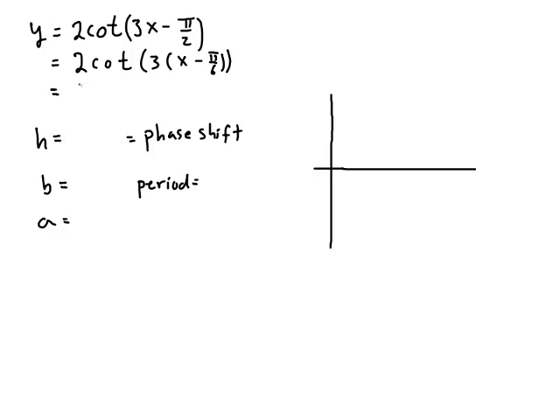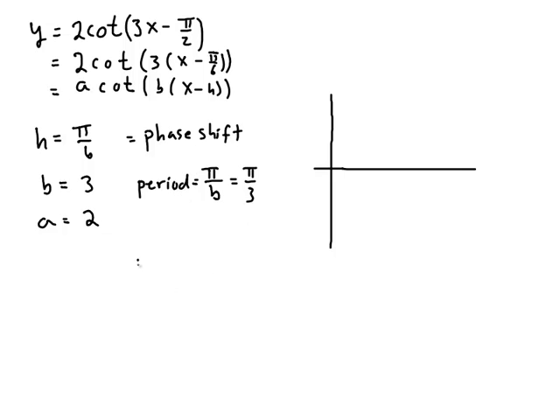Once I have this, I can compare this to my standard form, A times the cotangent of b quantity x minus h. And that will show me that h must be pi over 6. That's going to be my phase shift. The value of b is 3, and that tells me my period. The period for the cotangent function will always be the standard period for cotangent, which is pi, divided by the value of b, which in this case is pi over 3. And finally, the value of a is 2, and that will be my vertical stretch for the function.